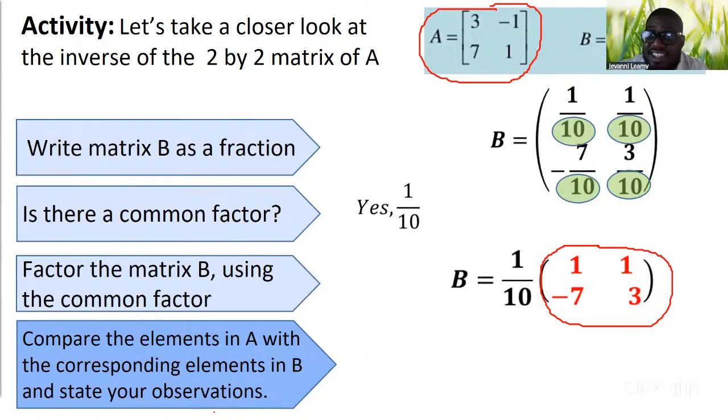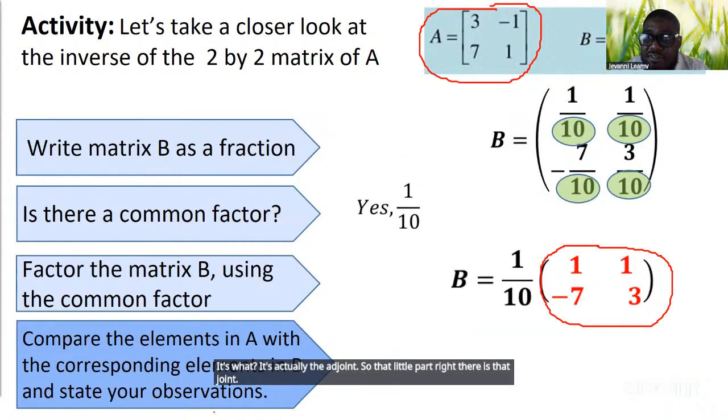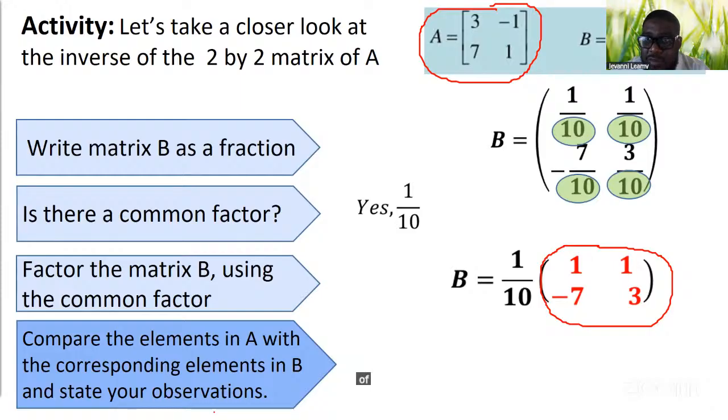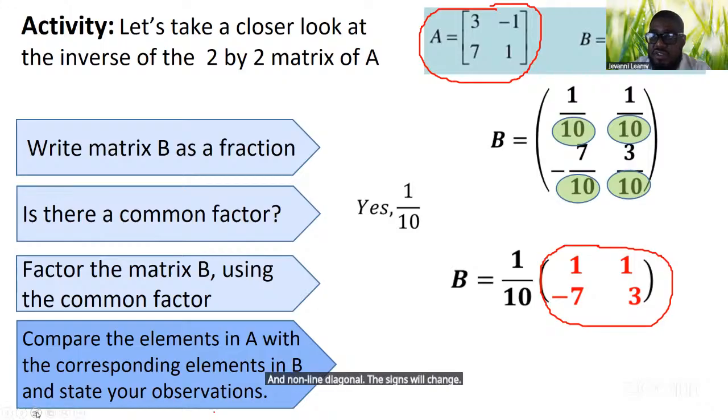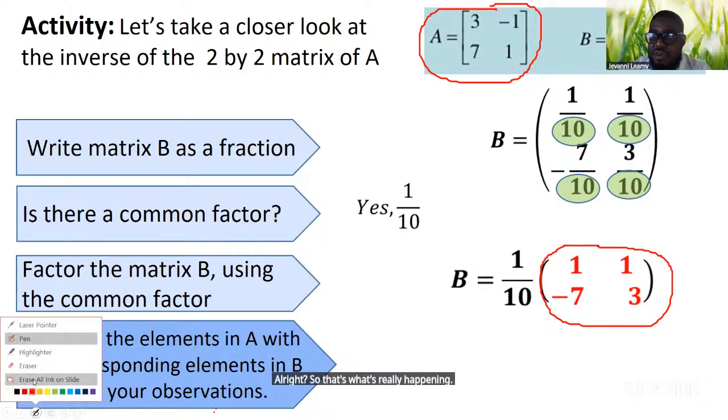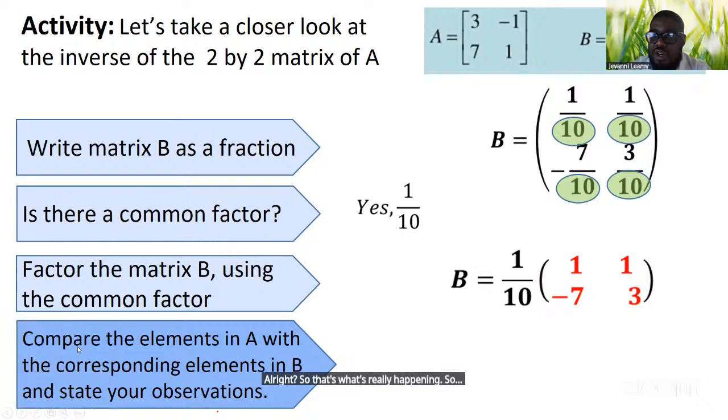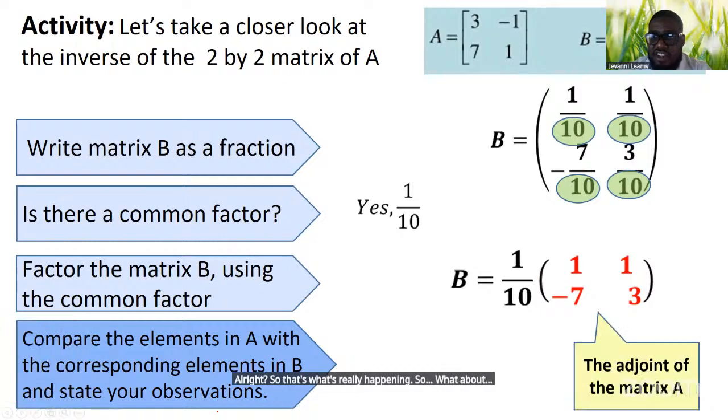It's actually the adjoint. So that little part right there is the adjoint of A. So you swap the leading diagonal, which is the 3 and the 1, and you see the 1 and the 3. And for the non-leading diagonal, the signs will change. All right? So that's what's really happening. So that's the adjoint of matrix A.